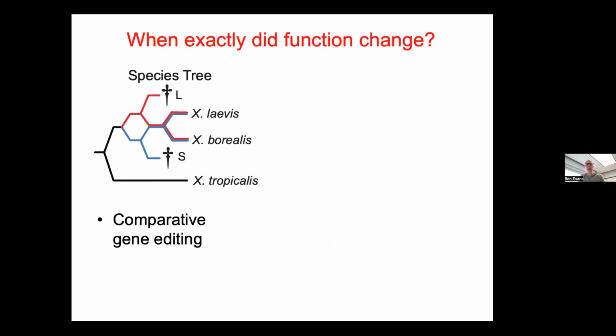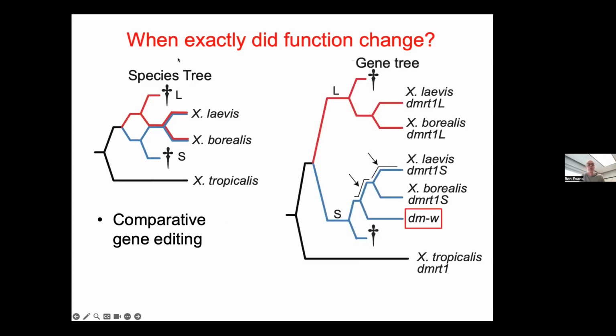Future work that we're doing now is to go on and use comparative approaches to better understand exactly when and what the function of the ancestral gene of DMW was. We're going to take advantage of another tetraploid species called Xenopus borealis. This is a species that's sister or closely related to Xenopus laevis, and it also is allotetraploid. We can pull this species tree apart and get a gene tree that has an L lineage and an S lineage.